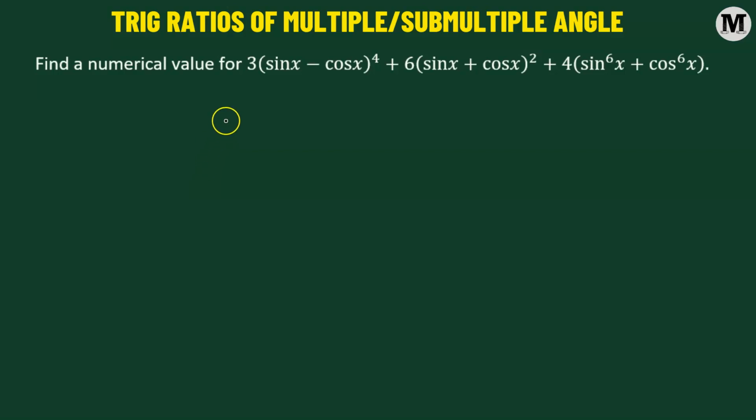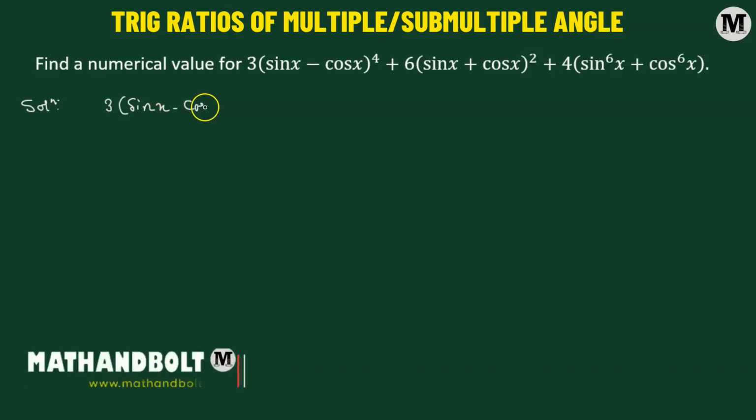In this problem, we need to find out the numerical value of the given trig expression. Let us begin. So here, as we can see, there are three terms. So let's start working with the first term. We have 3 times sine of x minus cosine of x whole raised to the power of 4.